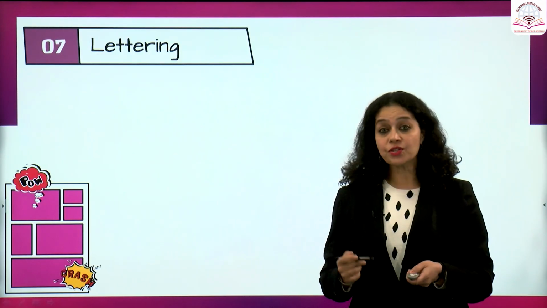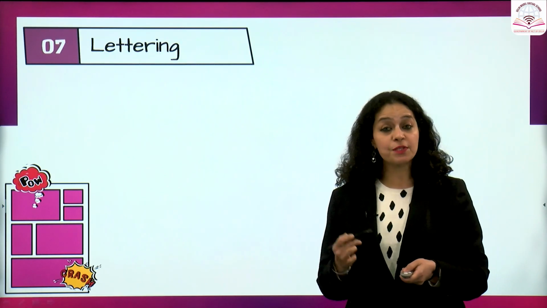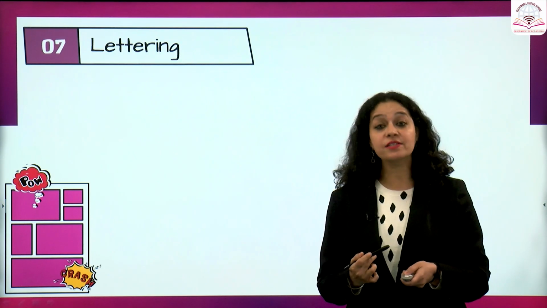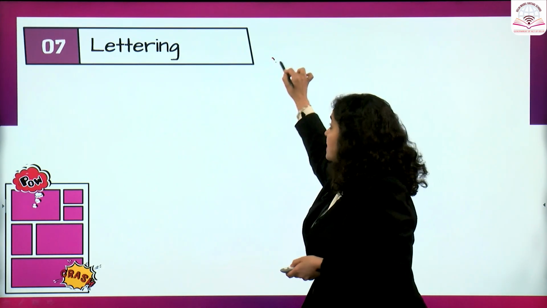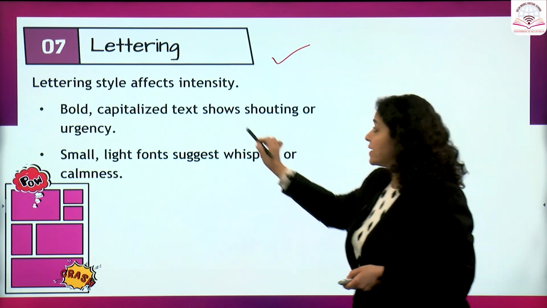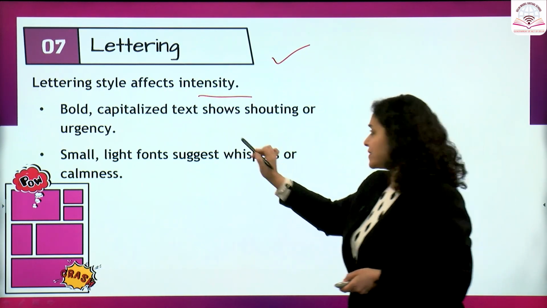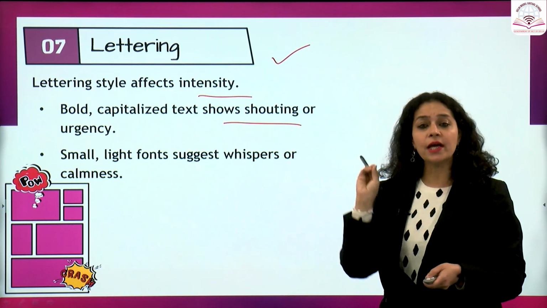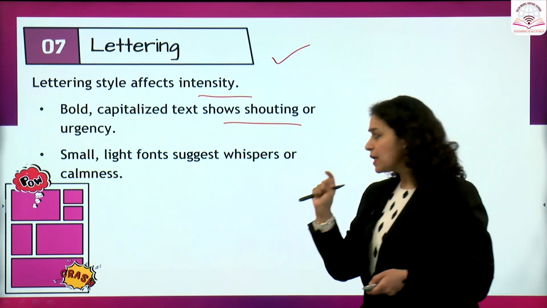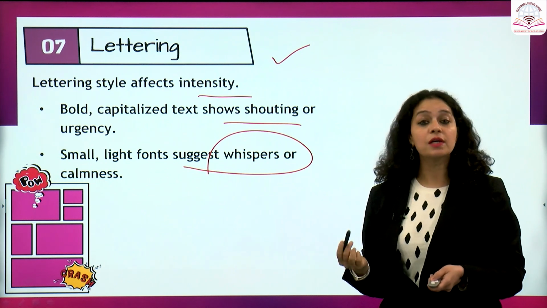So now let's talk about the last visual storytelling technique that helps in creating the mood and tone in a comic as well as a graphic novel, and that is lettering. Lettering actually affects intensity. How? Bold, capitalized text shows shouting and even urgency. On the other hand, small, lighter fonts suggest whispers or even calmness.